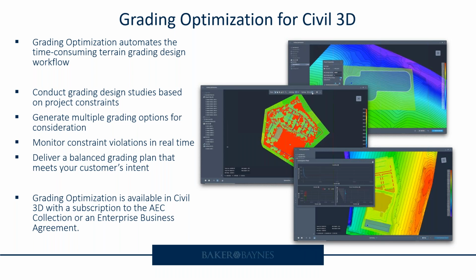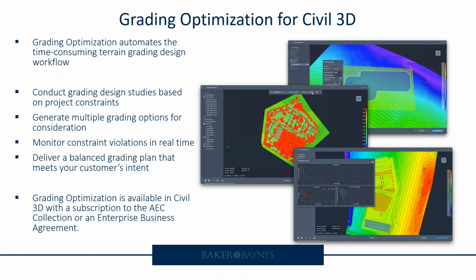It conducts grading design studies based on your project constraints, meaning that you could tell the software that from this polyline to the next, I want it to slope at this grade. I do not want it to violate this grade. Depending on what the software does in its optimization engine, it will tell you or monitor if constraint violations occur in real time. So you might get red areas that will show you that's actually violated. And then, of course, if you're happy with the surface, you can output it directly back into Civil 3D.